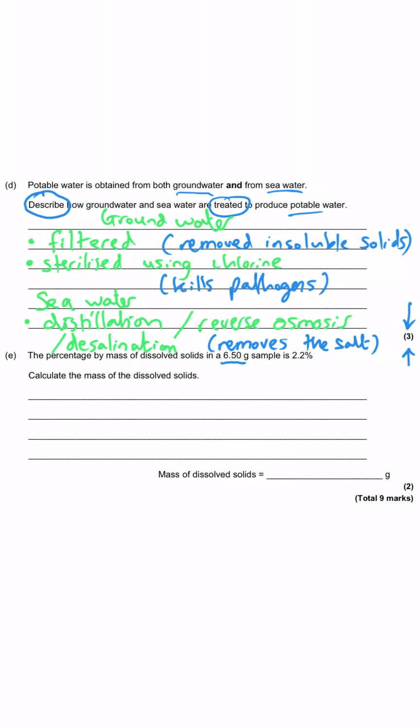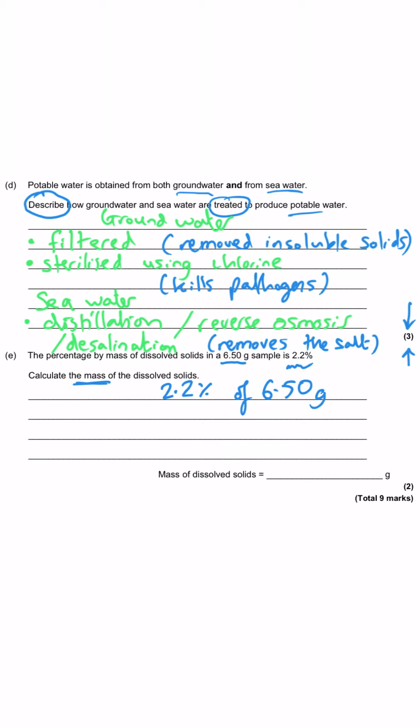And then the question goes on to consider another sample of water. We've got 6.50 grams of this water, and we're told that the percentage of dissolved solids in there is 2.2%, and we've been asked to calculate what the actual mass of dissolved solids is. And so what we're effectively being asked to do is work out what 2.2% of 6.50 grams is.